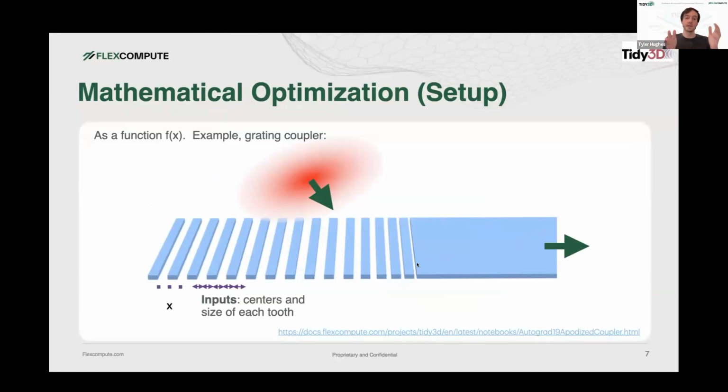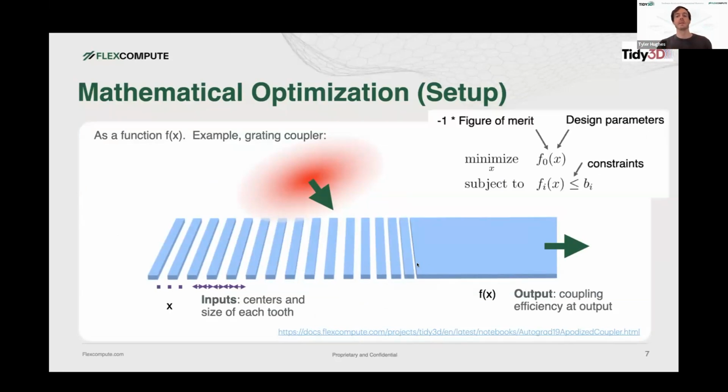So you can actually have independent control over where you place the grating teeth. And then f of x might be the coupling efficiency of the output port. So you can imagine that the simulation of this grating coupler defines a function f of x. And then your job in designing a grating coupler is really to maximize f with respect to x. So you can imagine it as a mathematical optimization problem now.